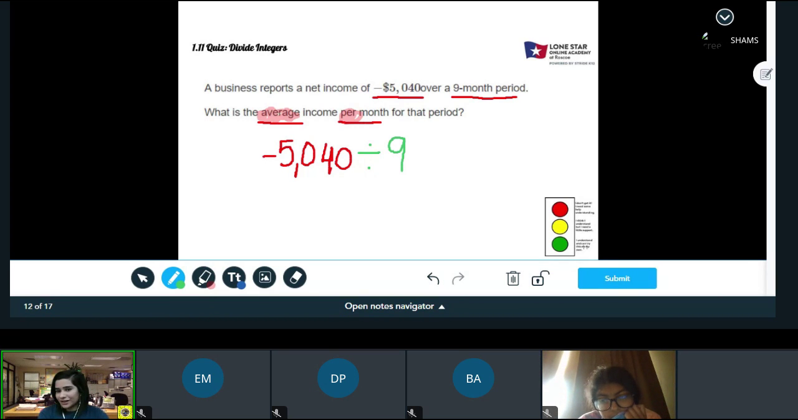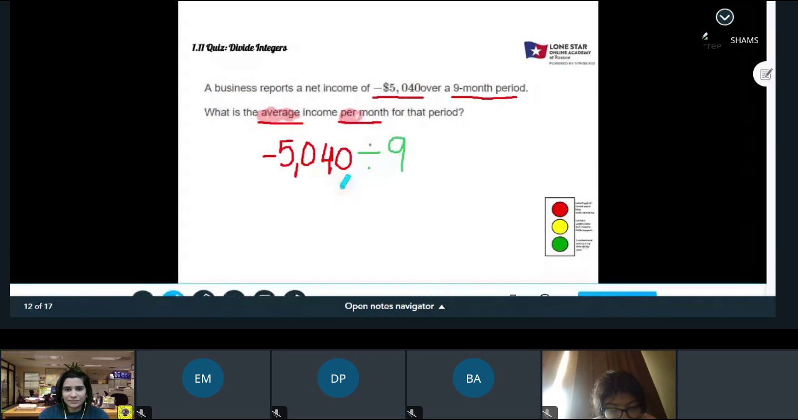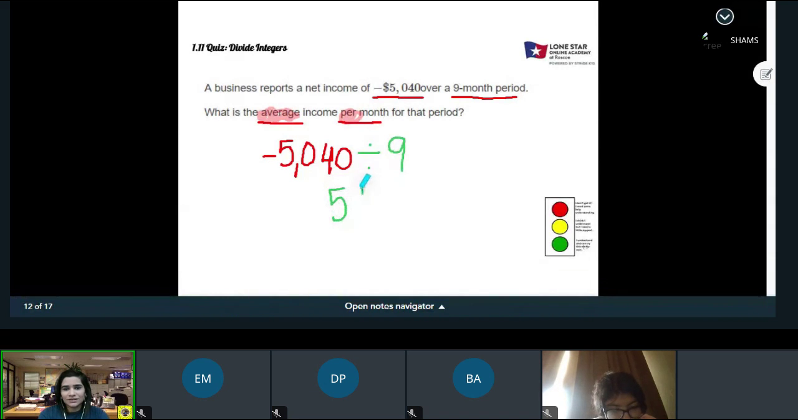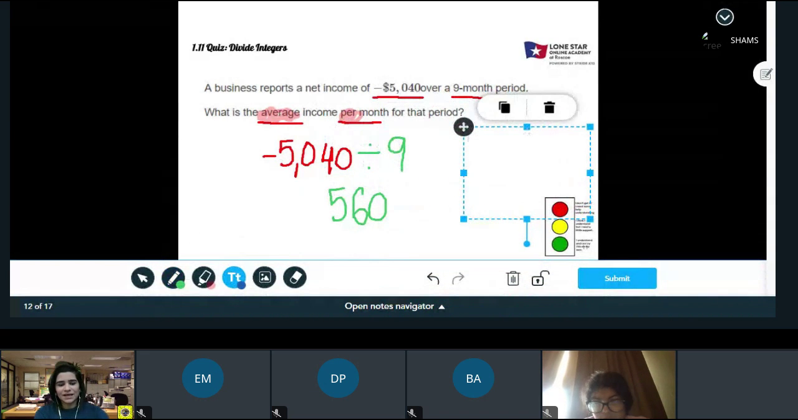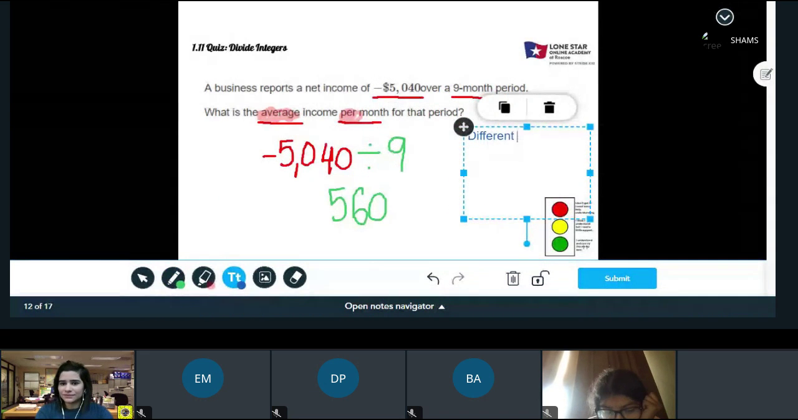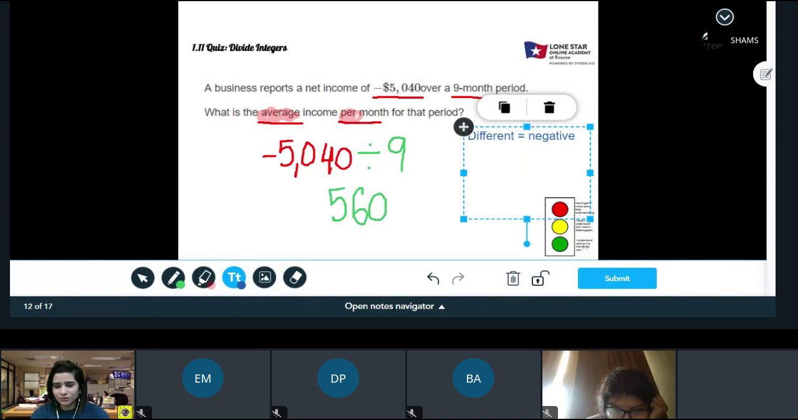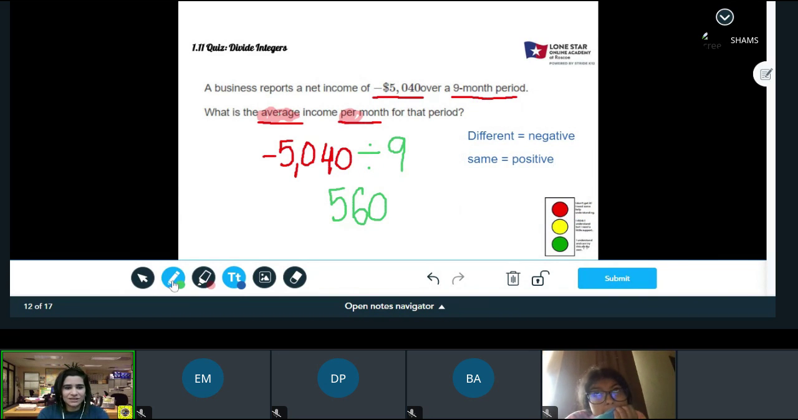And somebody divided. Yes, Alia divided. Alia said when they divided 5,040 by 9, we ended up getting 560. Think about the signs, and I always tell you the rule. The rule stays same for multiplying and dividing. Different signs, answers negative. Like, we don't act very positive with different people who are different from us. But when we are around people of same nature, we are more positive. So the answer has to be negative. Negative 560.